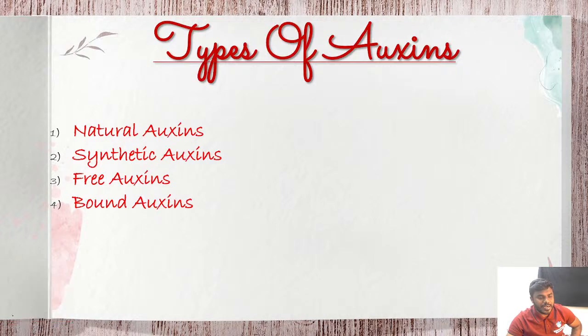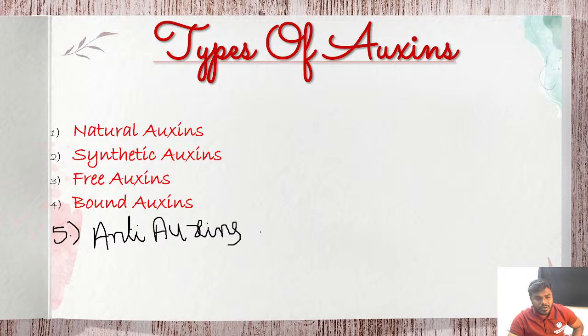Now let's look into it. What are the types of auxin? There are many types: natural auxin, synthetic auxin, free auxin, bound auxin. There is another type also, my friends. We will call it the anti-auxins. Friends, now let's talk one by one briefly.